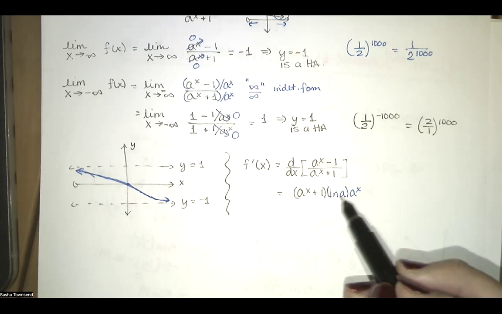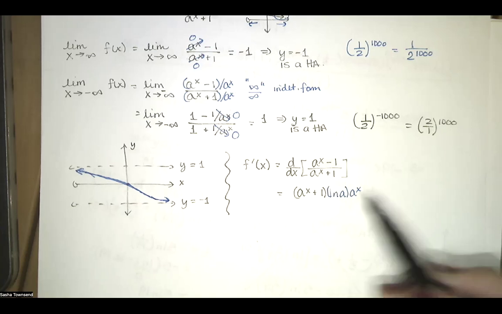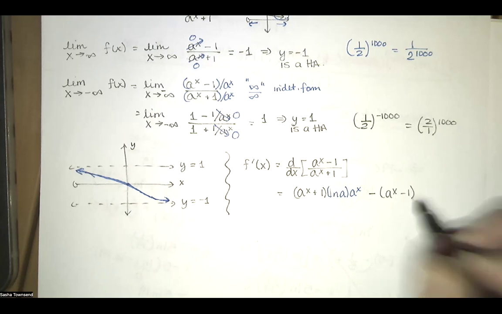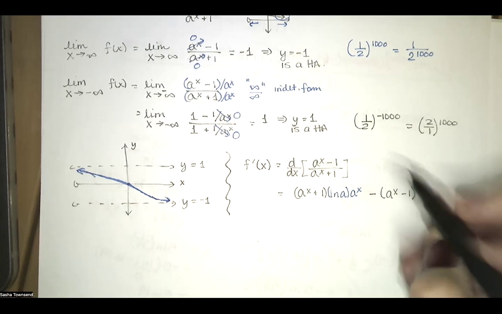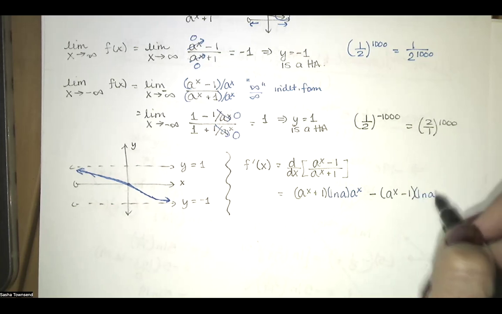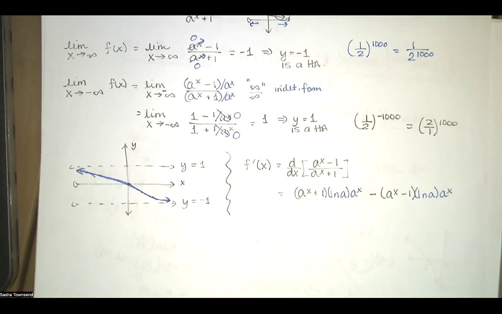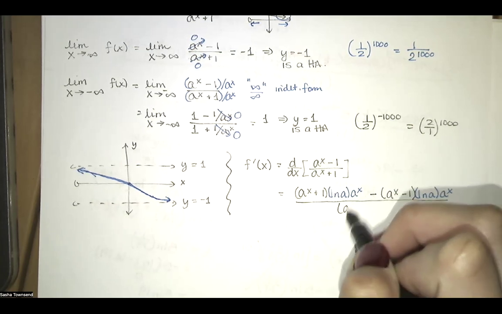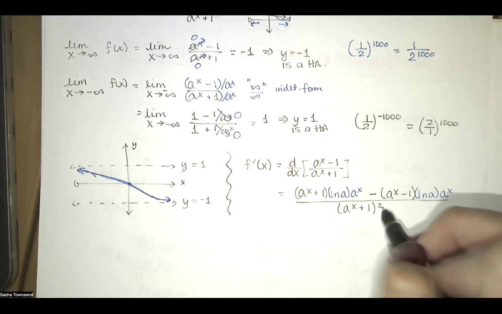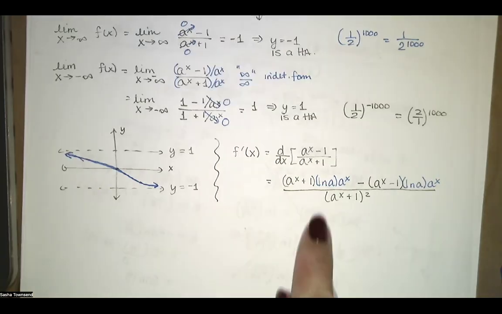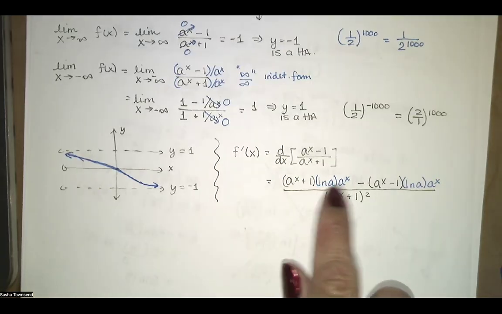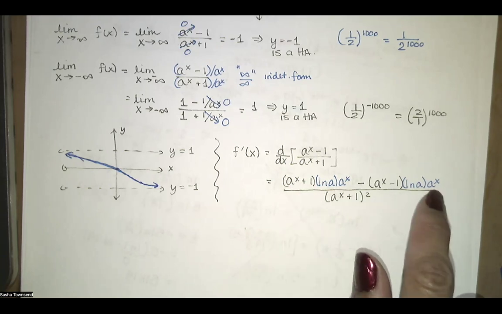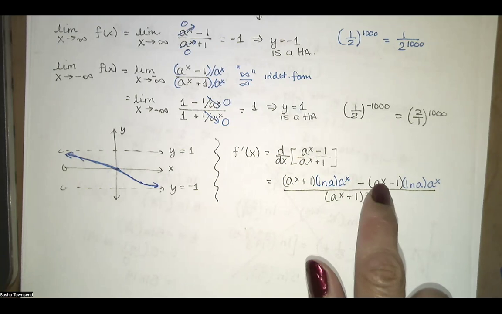This is low d high, so that's the bottom function times the derivative of the top function, minus high d low, and d low is natural log of the base times the exact same exponential, and then we divide by low squared, so that's a to the x plus 1 quantity squared. Now, if we want to, we can distribute this natural log of a times a to the x to this expression, and distribute the natural log of a times a to the x and the -1 to this expression.